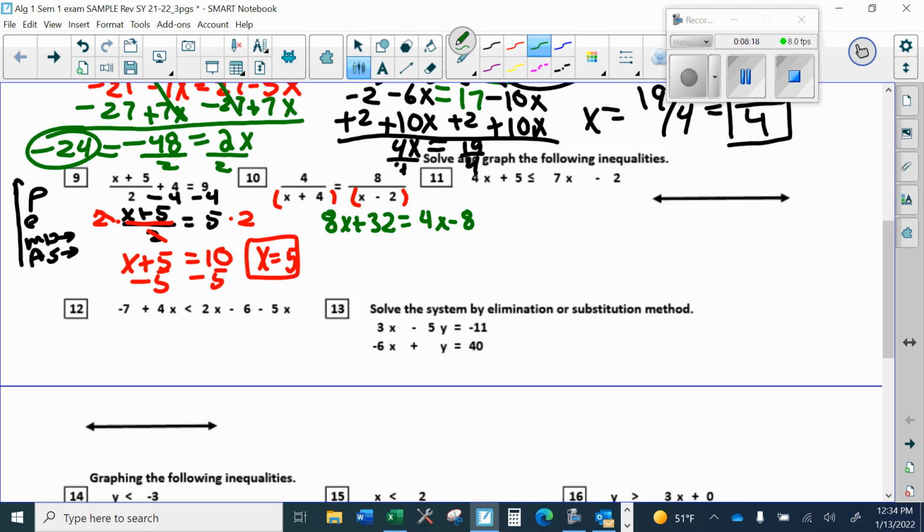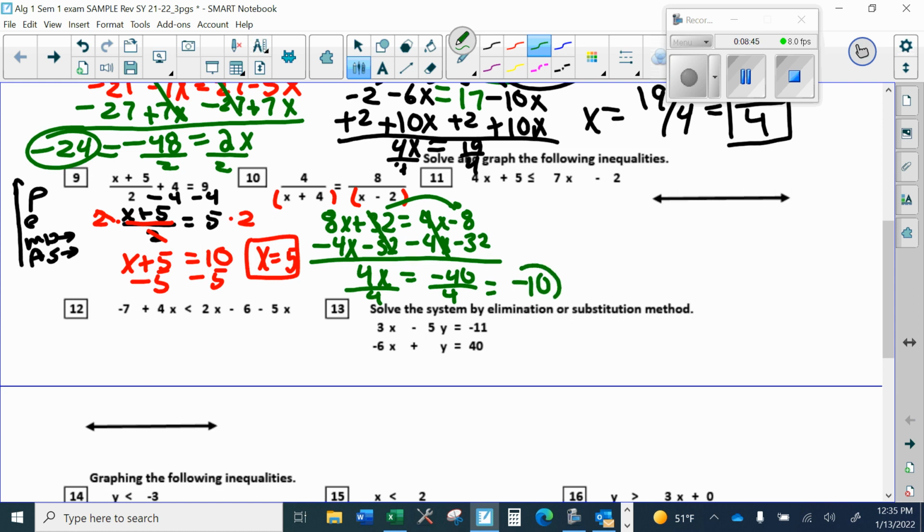Again, I ask on the coefficients of the x, which one is smaller? 4x is smaller, so I'm going to move it across. The smaller always goes to the bigger side. Subtract the constant across. Remember, I'm always lining up like terms. You don't put them wherever you want. They must line up underneath the like terms. 4x equals -40. And last step, divide by 4, and you get x equals -10.